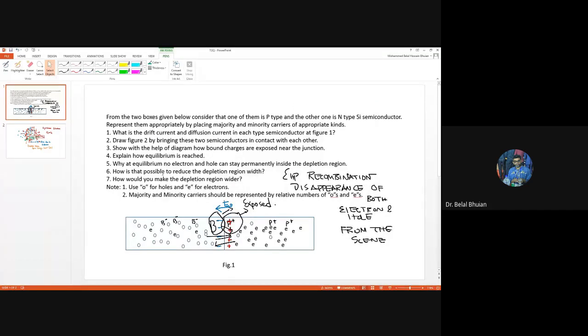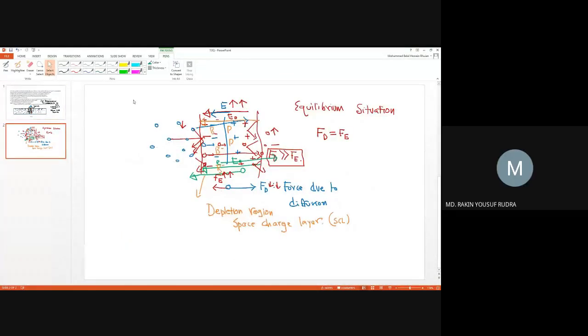Okay, so the fifth question was, how is it possible to reduce the depletion region width? Can anyone say? Sir, by giving a reverse bias voltage, we can increase the depletion layer. Yeah. And I could reduce it by giving a forward bias voltage, an external bias voltage, we can decrease the depletion region, sir. Yeah, exactly. That's what it is.